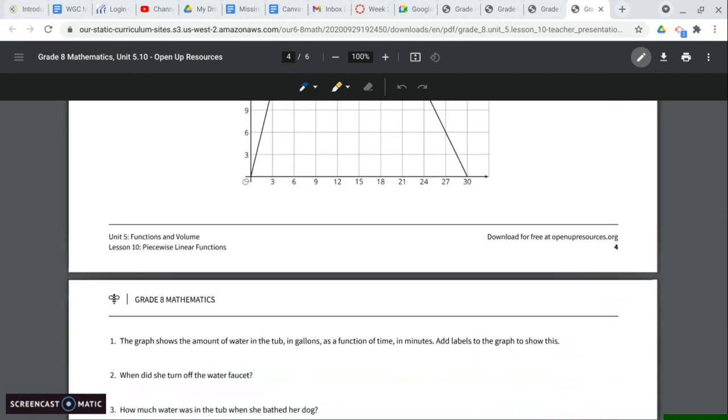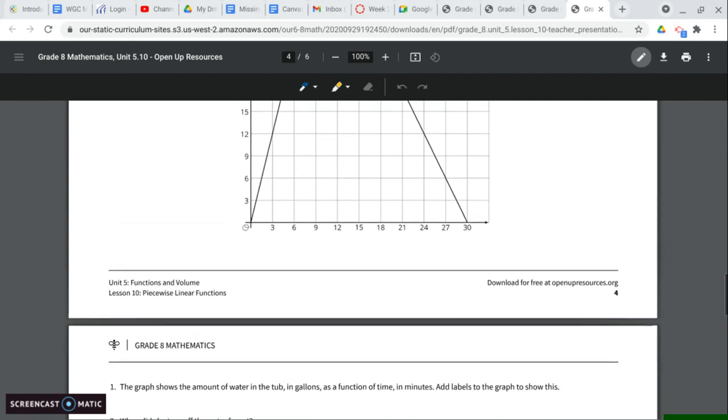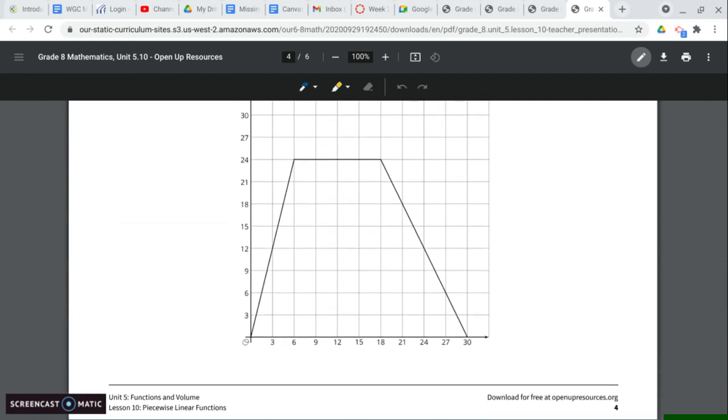So for number 1, it says the graph shows the amount of water in the tub in gallons as a function of time in minutes. Add labels to the graph to show this. So if we add labels, our time is going to be down here on the x-axis, time in minutes, and volume of water is going to be the y-axis, and that does say volume of water. And that's kind of hard to read.